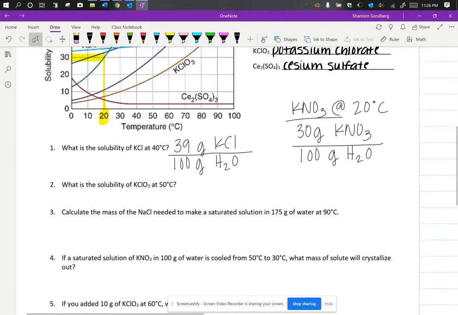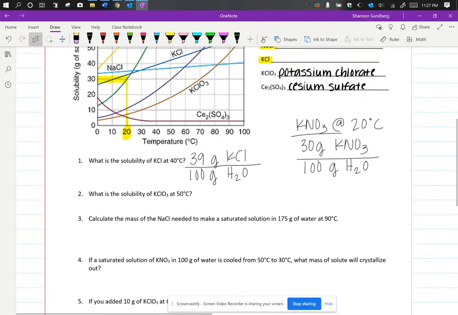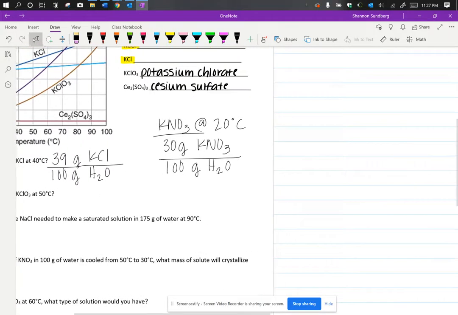Number 3, it says, calculate the mass of sodium chloride needed to make a saturated solution in 175 grams of water at 90 degrees Celsius. Well, there's a couple things here. Number 1, we need to remember what saturated and unsaturated are. So remember, an unsaturated solution, I'll just put these quick little notes off to the side here.